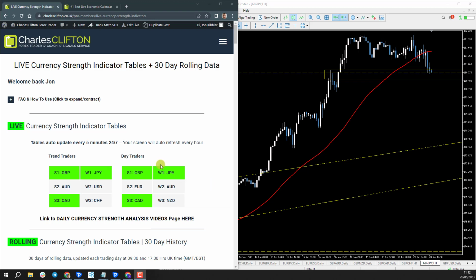Here you can see we have our tables in front of us. We have the trend traders table and the day traders table here, both still showing us that the pound yen is the market that we should focus on.